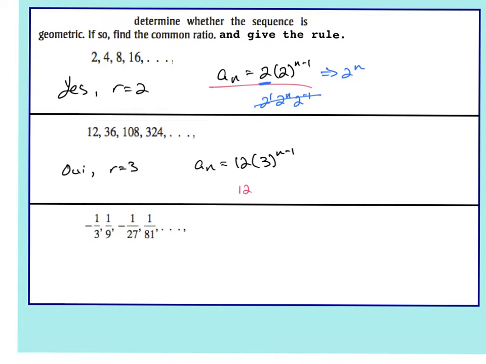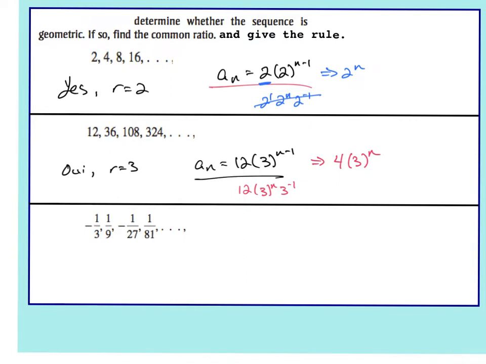However, this is really 12 times 3 to the power n, and then 3 to the power of negative 1. Well, 3 to the power of negative 1 is really 1 over 3, remember? And so 1 over 3 messes with the 12 to then be what? 4. And so this is actually the same thing as 4 times 3 to the power of n.